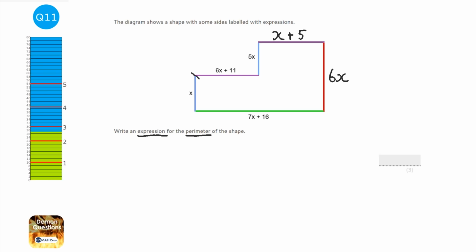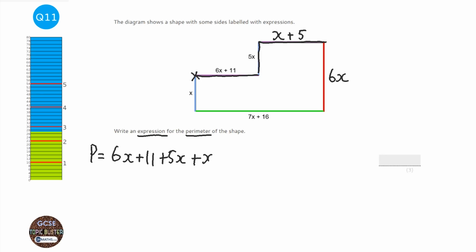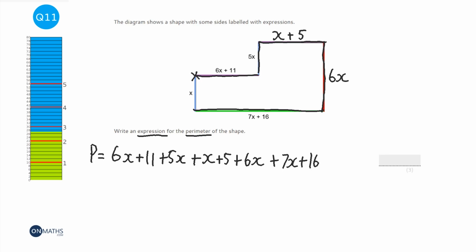So what I'm going to do is pick a point on the shape, and I'm just going to start walking around the shape and writing down everything as I go. So perimeter equals, and we've got 6x plus 11 plus 5x plus x plus 5 plus 6x plus 7x plus 16 plus x. So we've got quite a lengthy string of algebra there. Now we'll always need to simplify this.